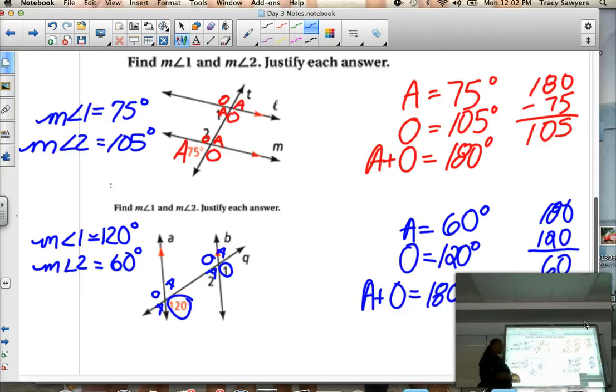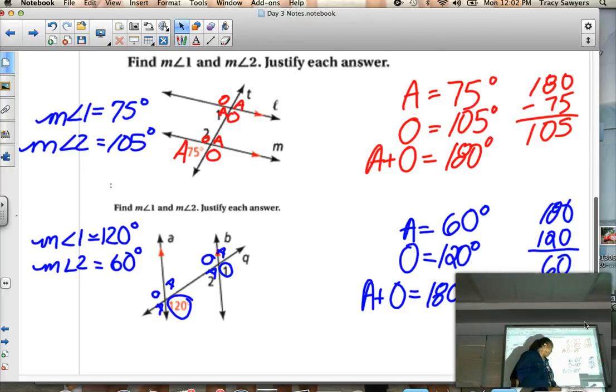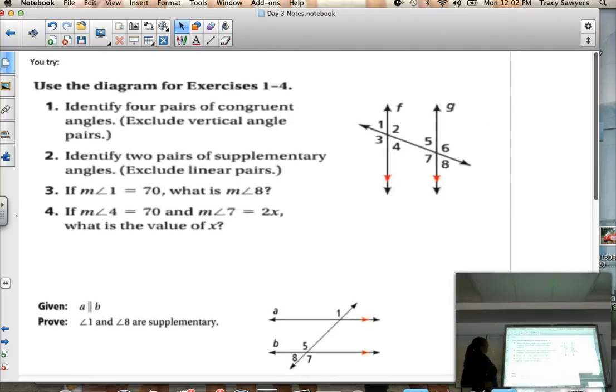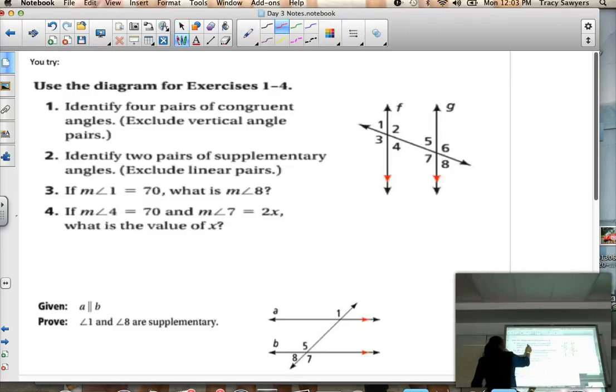We'll do several of these, but the better you get with the pattern, the more comfortable you'll be solving these types of problems. So is this what you have next? Yeah. Okay, good. Now you try. Now look at what they're asking you to identify, and then I'm going to be quiet for a minute. They want you to identify 4 pairs of congruent angles. We don't want you to do vertical angles. We want to see other ones that are congruent.